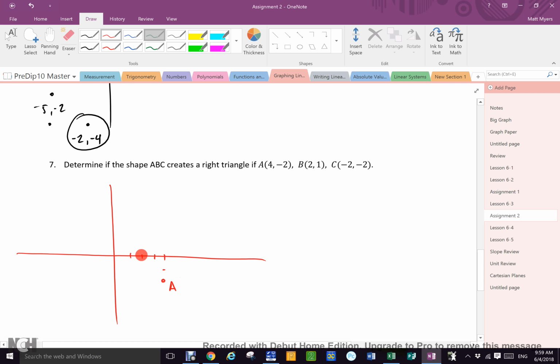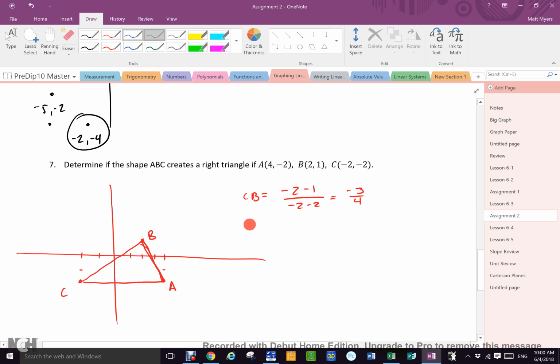A is 2, 1. B is negative 2, negative 2. C. Where do you think we should check? B. So I need to check CB, which is negative 2 minus 1 over negative 2 minus 2, which is negative 3/4. Yeah?